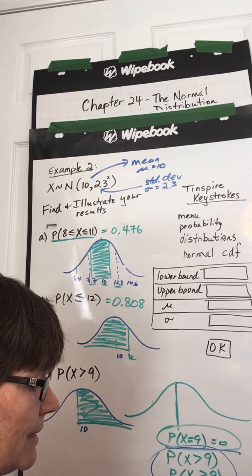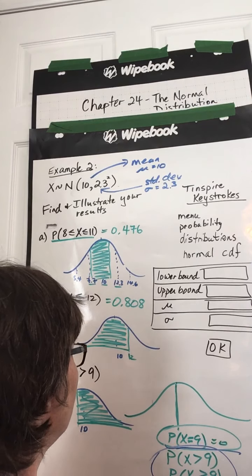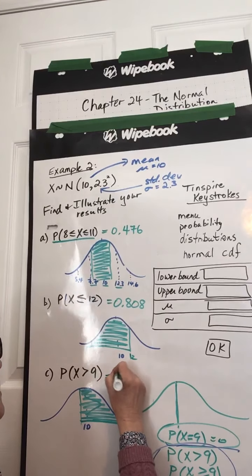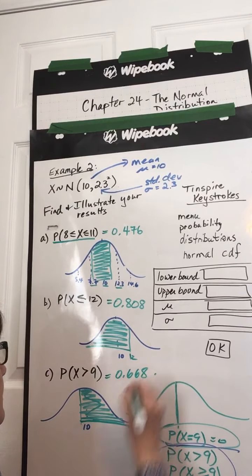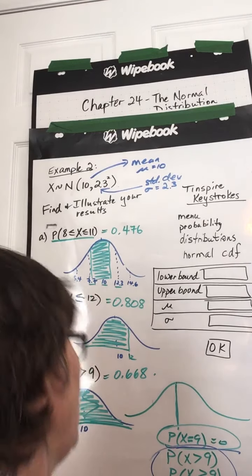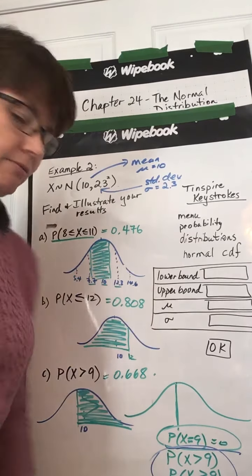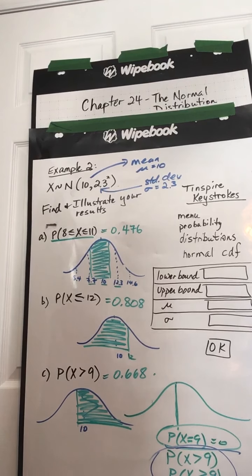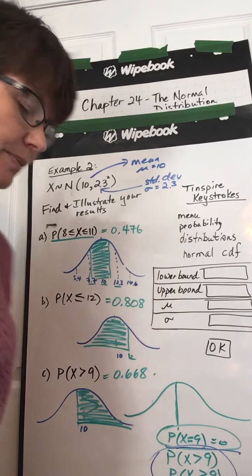And we get 0.668. So those are the values, and those are the illustrated representations of those values. Just check it in the textbook, make sure we got all the same answers, and yes, we do. There we have it.